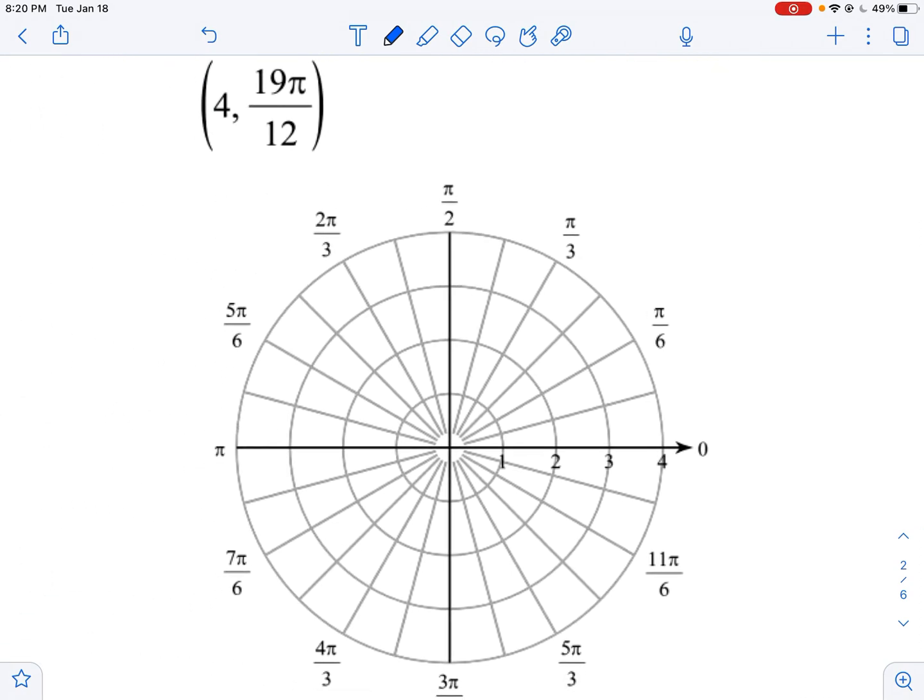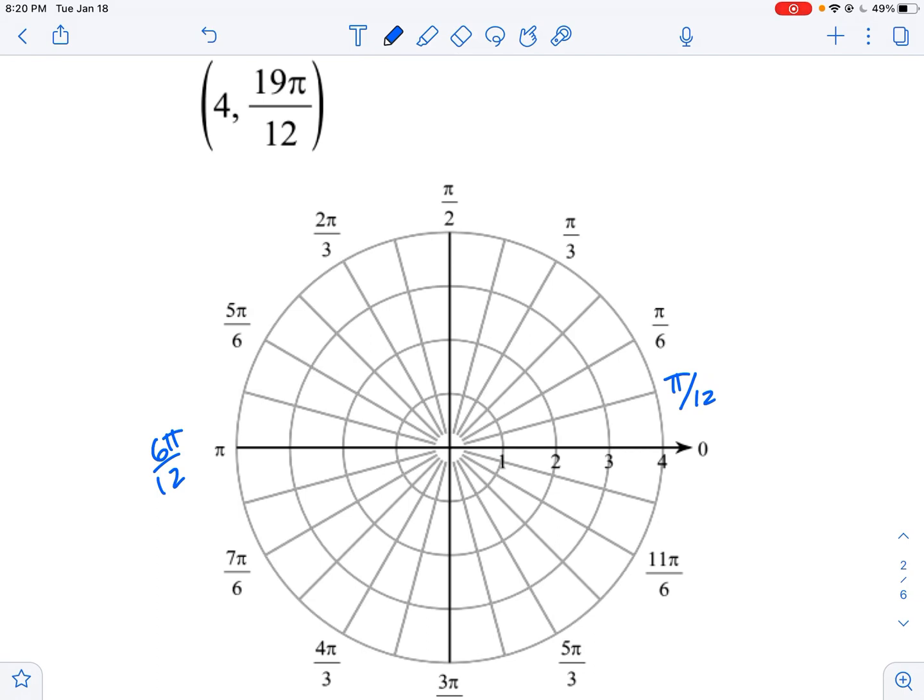We got 4. So we're going to go out 4. And then we need to go around 19 pi twelfths. Well, you may have guessed that this 12 is related to the pi sixths. It's half of a pi sixth, which matches up with our 15 degree mark. So this is pi twelfths. We need to go around 19 of those. So if we come out over here, this is 6 pi twelfths.